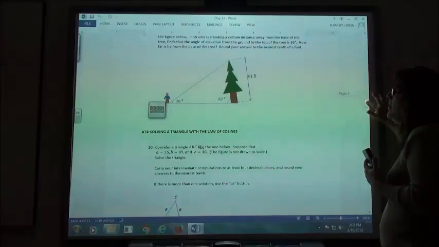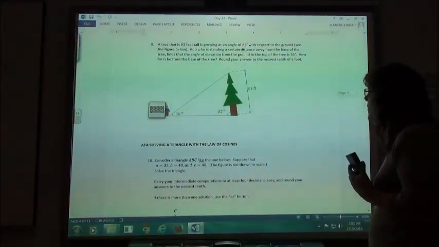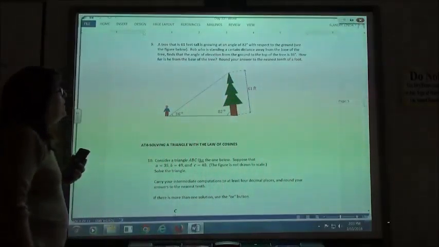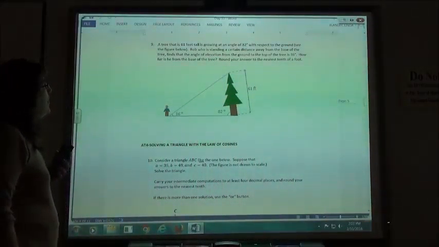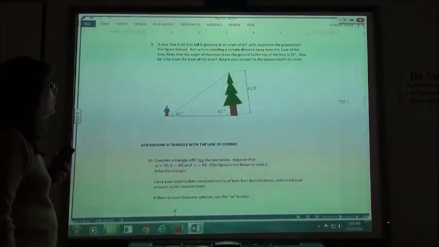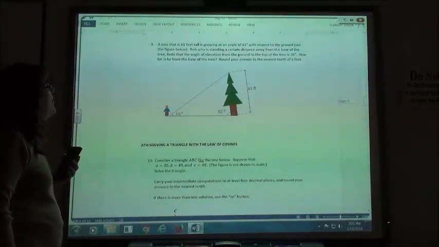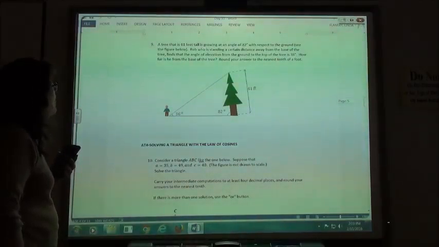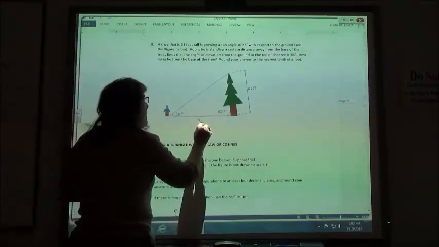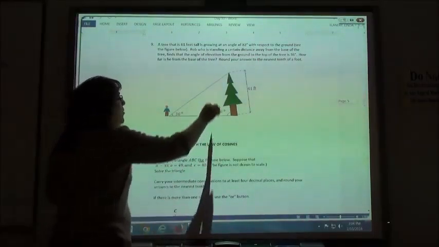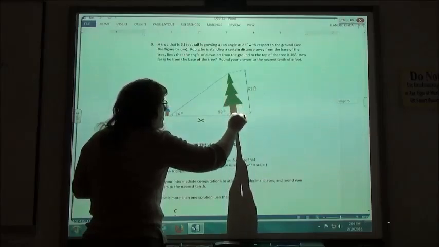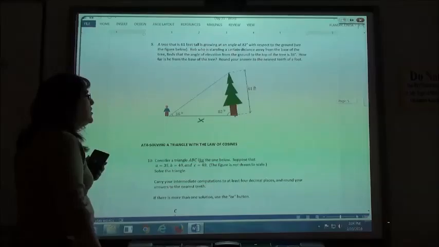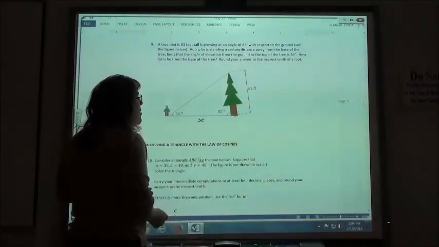Number 9. A tree that is 61 feet tall is growing at an angle of 82 degrees with respect to the ground, see the figure below. Rob, who is standing a certain distance away from the base of the tree, finds that the angle of elevation from the ground to the top of the tree is 36 degrees. How far is he from the base of the tree? So we want to find this side right here. Although they didn't draw the line right here, here's my line for my triangle. There's my 61 feet. And so again, I need to know this angle up here on the top.